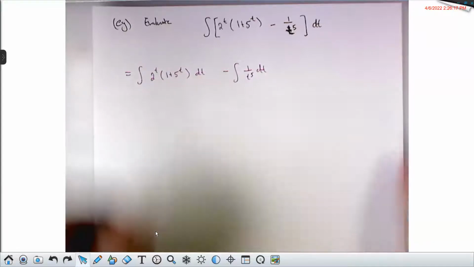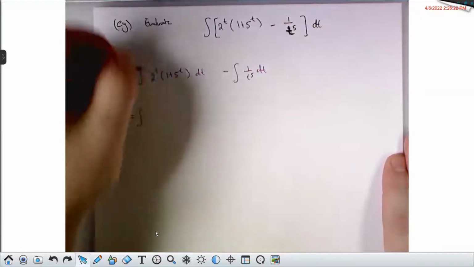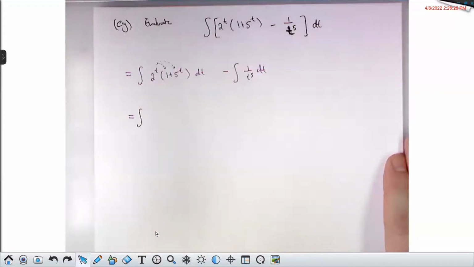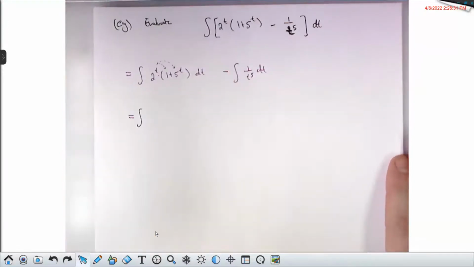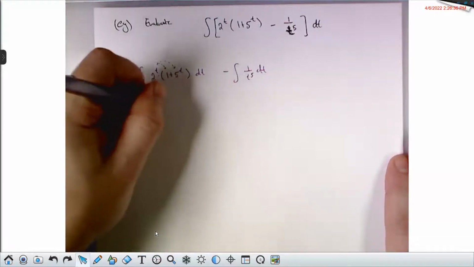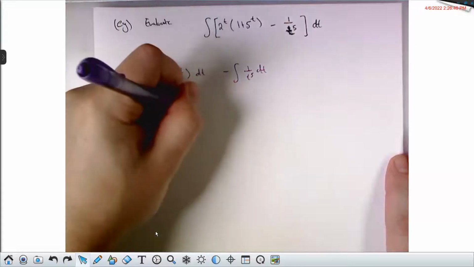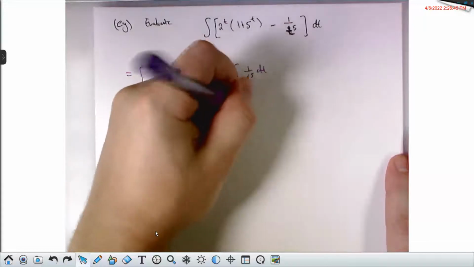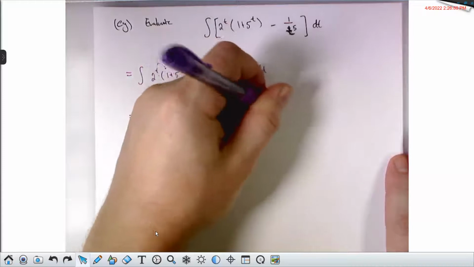And in that first integral, there is more algebra that we need to do. I need to distribute this 2 to the t over the addition here. I cannot integrate a product of two functions, but I can integrate a sum of two functions. So when I do that, I'll get 2 to the t plus, I'll write this as 2 to the t times 5 to the t for now, dt. And then the 1 over t to the 5, I'm going to write as t to the negative 5th dt.